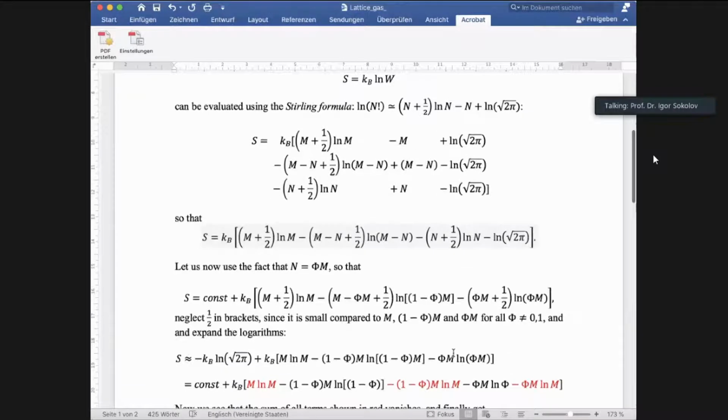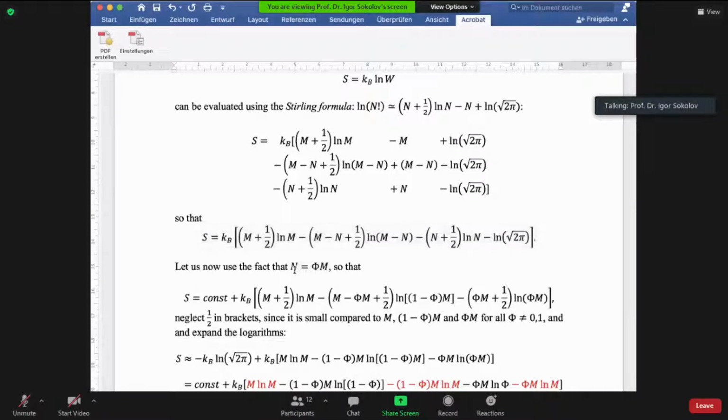Now what I do is that I introduce the number concentration. I say that phi is the portion of the sites of the lattice cells which are occupied by molecules. So n is phi m. This is an auxiliary variable, but it's very useful, and I will always introduce it when playing with lattice problems. And we will see why it is useful. This is because at the end you get very, very compact expressions.